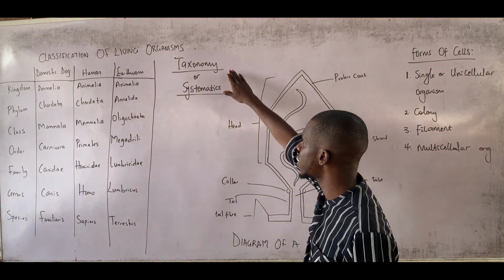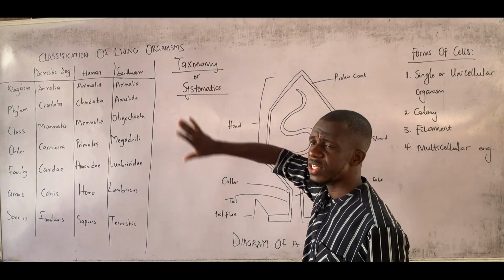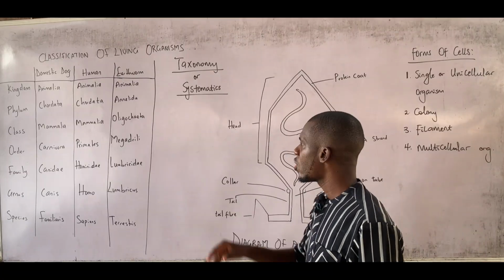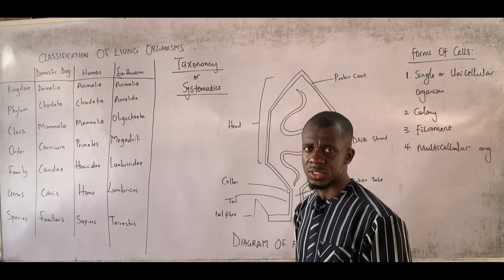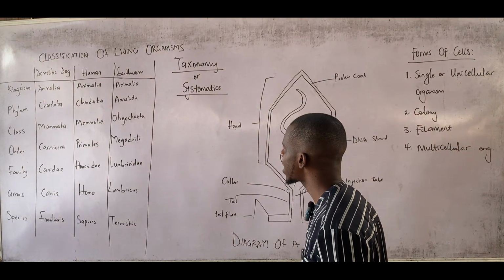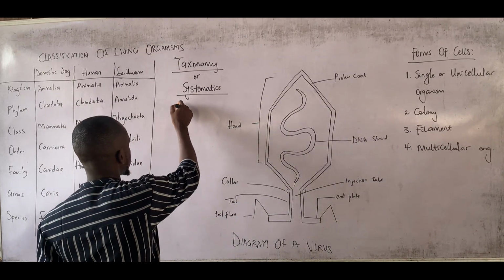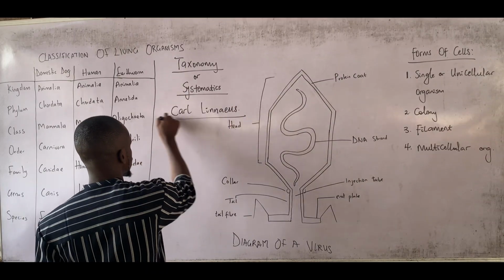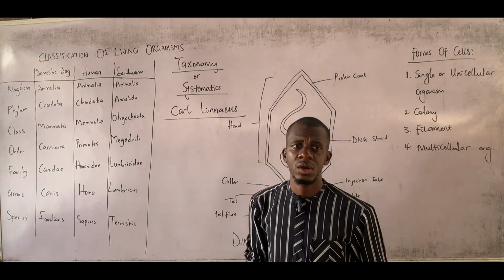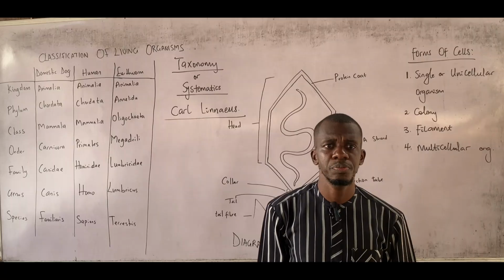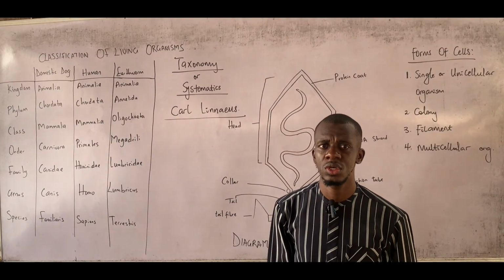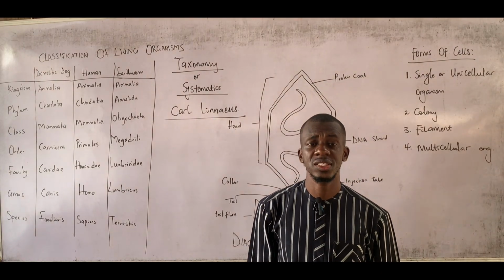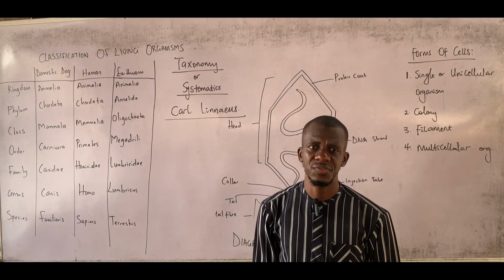Okay, so don't forget, I said the scientific study of classifying living things is what we call taxonomy, also known as systematics. And the father of taxonomy is no other but our very own Carl Linnaeus. All right, this is the father of taxonomy. Yes, some people call him Carolus Linnaeus. Okay, but whichever the case, you are in order. Carl Linnaeus is regarded as the father of classification.